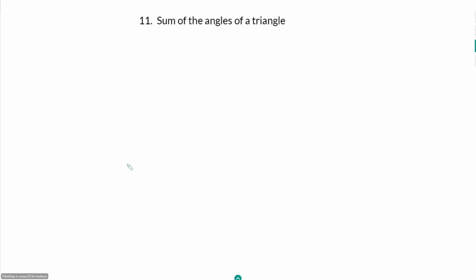Then we left the easiest one for last: the sum of the angles of a triangle. I think we've said it like 5 times already. 180 degrees. That is it for triangles.